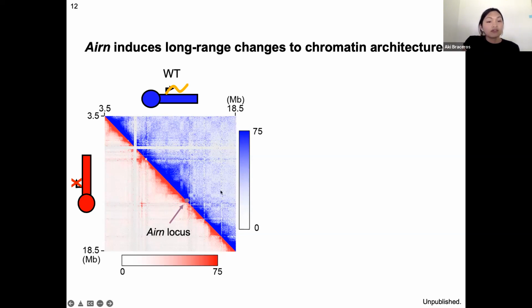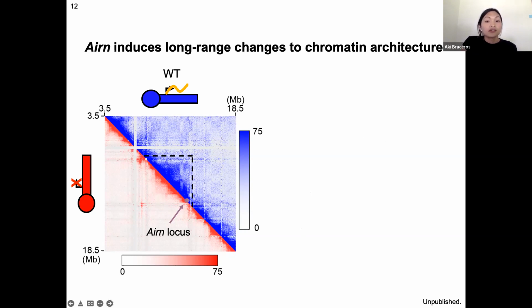And so knowing this information, we can clearly see already that there are differences between these two alleles. But I want to push your attention towards this area here, which is exhibiting a lot of long-range contacts. In particular, here's the Airn locus. You can see a lot of these long-range contacts aligning with the Airn locus. And if you look on the flip side, on the non-expressing allele, we don't see that same concentration of long-range contacts, particularly with the Airn locus. And so to us, this suggests that Airn expression is inducing long-range changes to chromatin architecture.